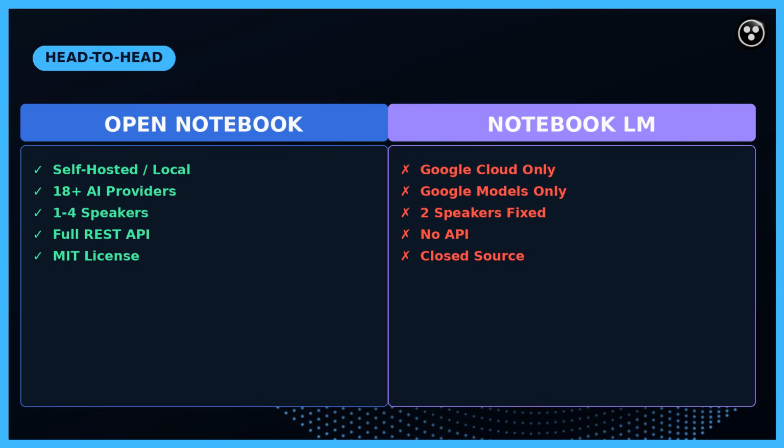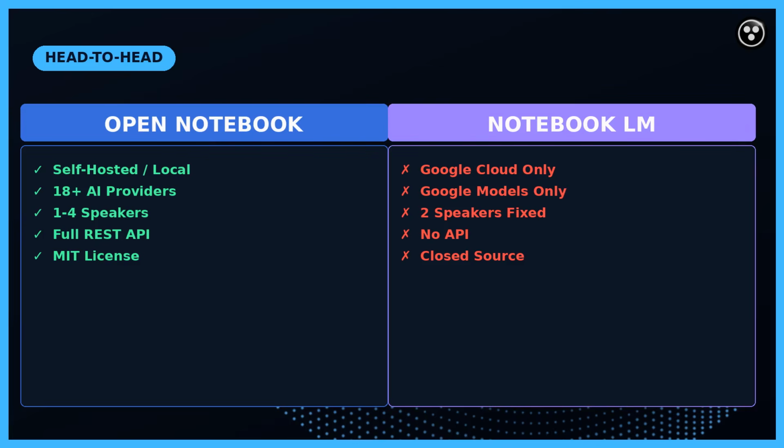AI providers. Open Notebook supports 18+, OpenAI, Anthropic, Ollama, LM Studio, Groq, Mistral, Deepgram, Google, XAI, and more. NotebookLM locks you into Google models only. Podcast speakers. Open Notebook gives you 1 to 4 fully customizable voices. NotebookLM gives you exactly 2, fixed. API access. Open Notebook ships a full REST API. NotebookLM has none. Deployment. Docker, cloud, or fully local versus Google hosted only.